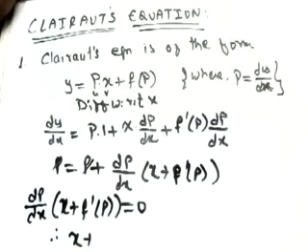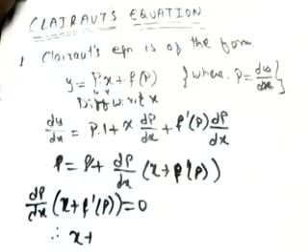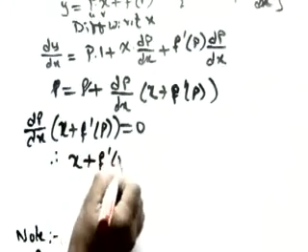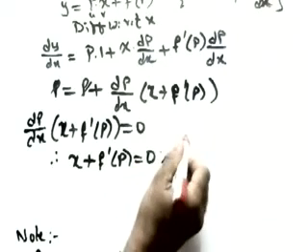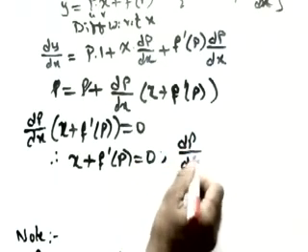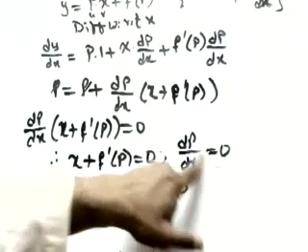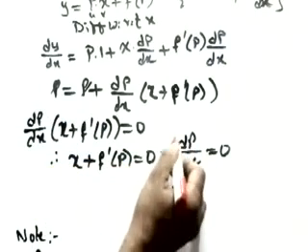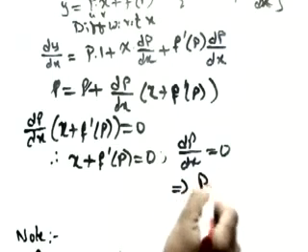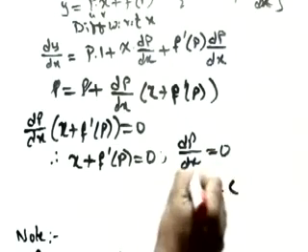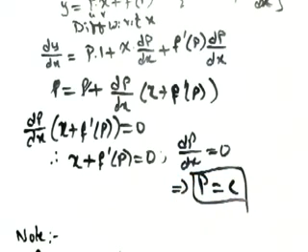Now separate this. You will get one equation, x plus f dash p equals 0. Now dp by dx equals 0 implies the differentiation is 0, that means p is constant. If you integrate, the integration and differential cancel, we are left with p, and the integration of 0 will be 0, but we will get a constant c. So p equals c is the solution.